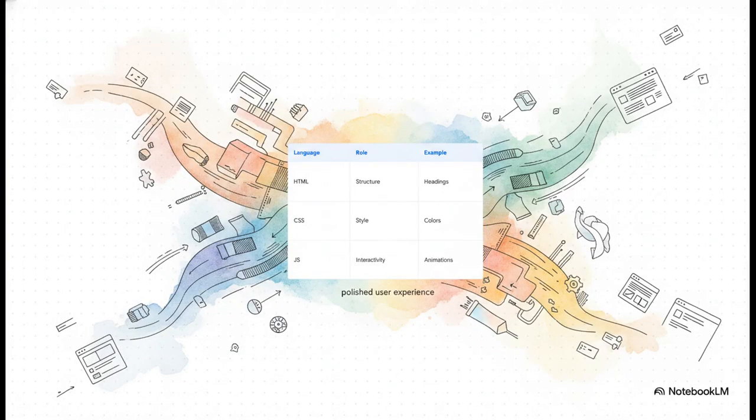So to quickly summarize our front-end rule of three, HTML handles the structure, CSS manages the style, and JavaScript dictates the interactivity. These three core languages work perfectly together to create the final, polished user experience that you interact with every single time you open up a web browser.